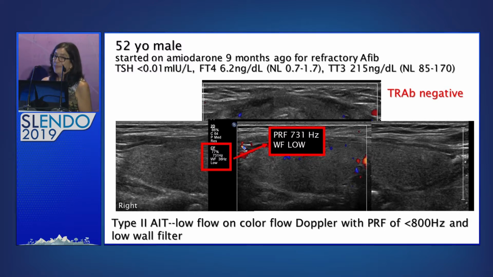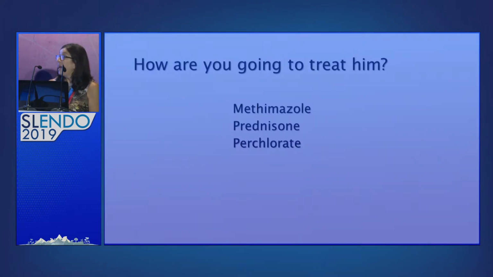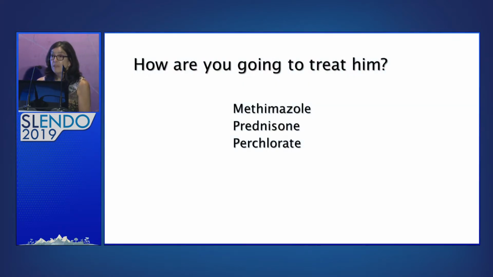But now we can get TRAB back pretty easily so that we can check this, and we don't do ultrasounds very much anymore. So how are you going to treat this patient? How many of you use methimazole or carbimazole? How many of you use prednisone? How many of you use perchlorate? How many of you use some combination of the drugs?